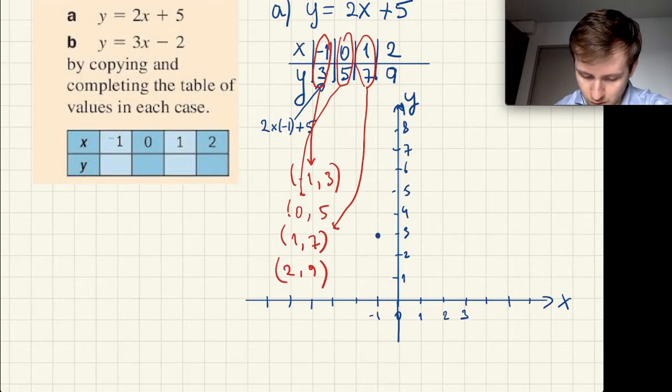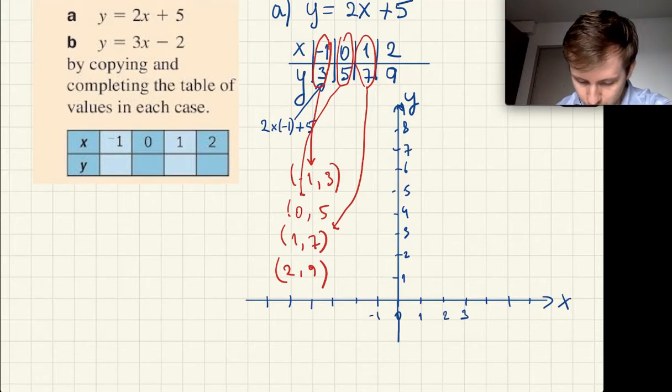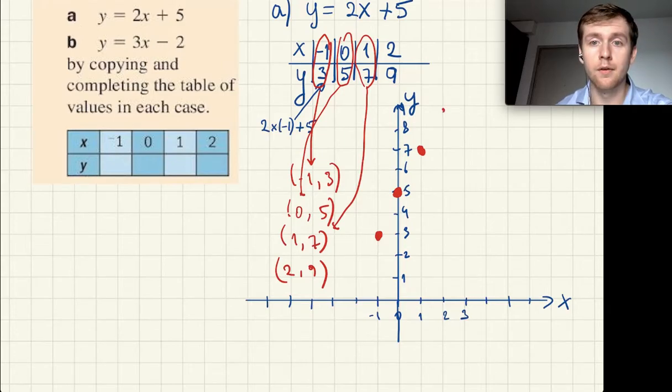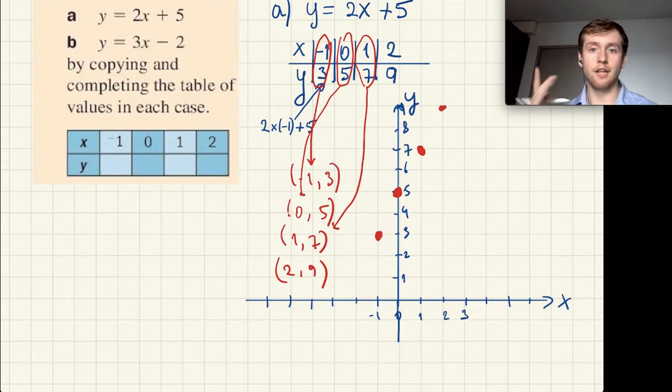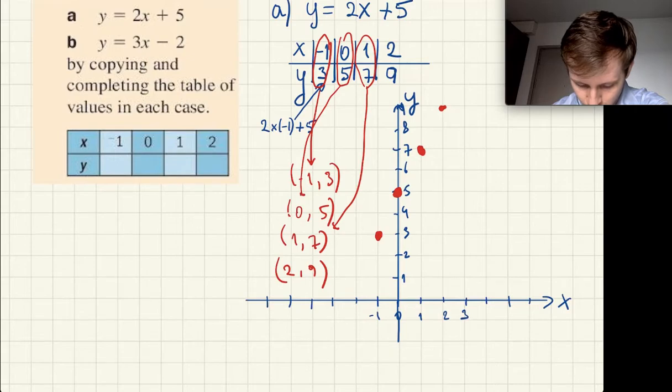So minus 1, 3 is here, and then we go 0, 5. I think I'm going to use a red one for this. So minus 1, 3, then we have 0, 5, then we have 1, 7, and finally somewhere here we have 2, 9. Okay, so now that we have these points, if you have a paper, you can take a ruler and draw a line which goes through all 4 of these points. I will try to do it without a ruler. I hope it works for me.